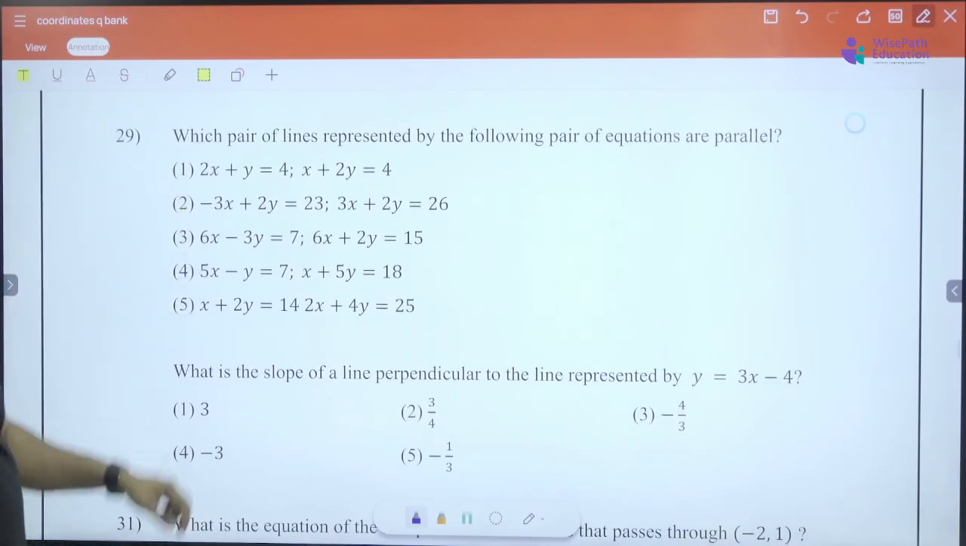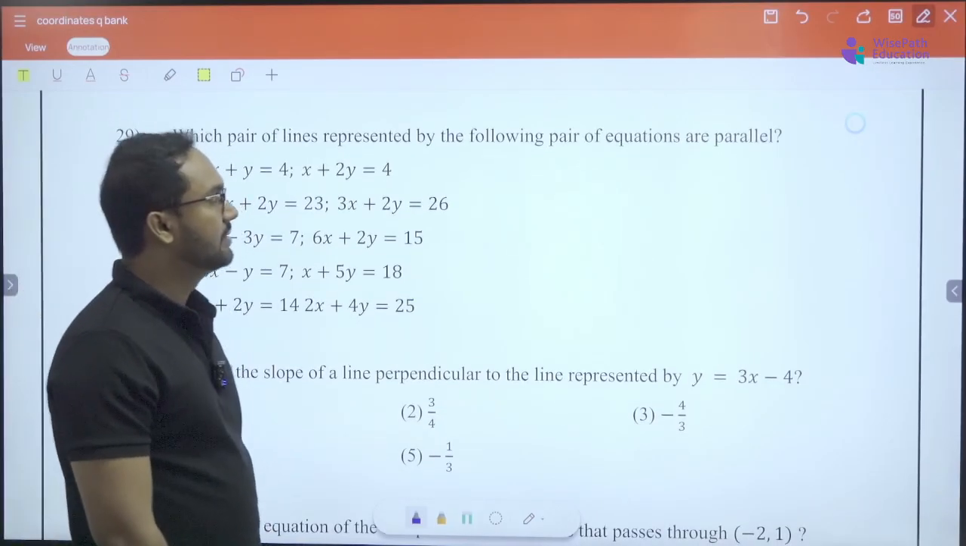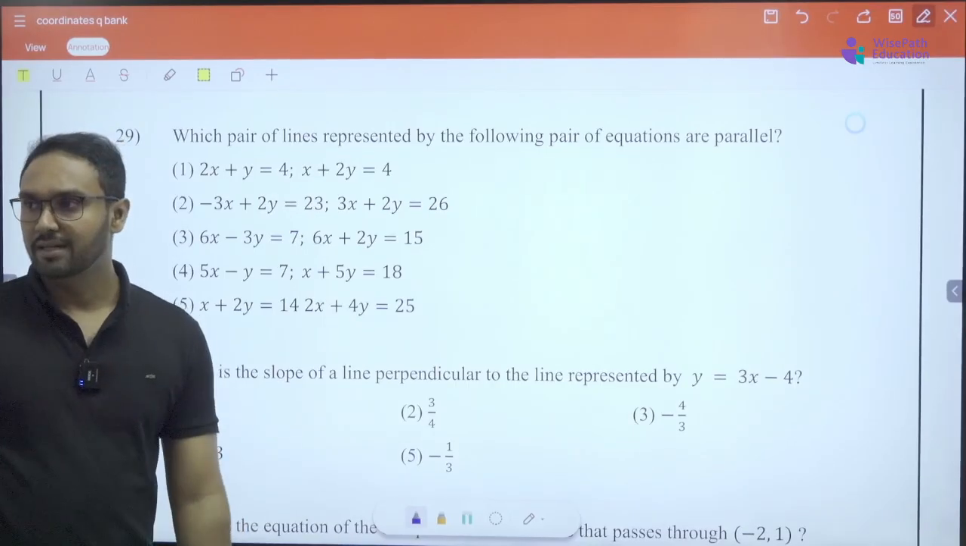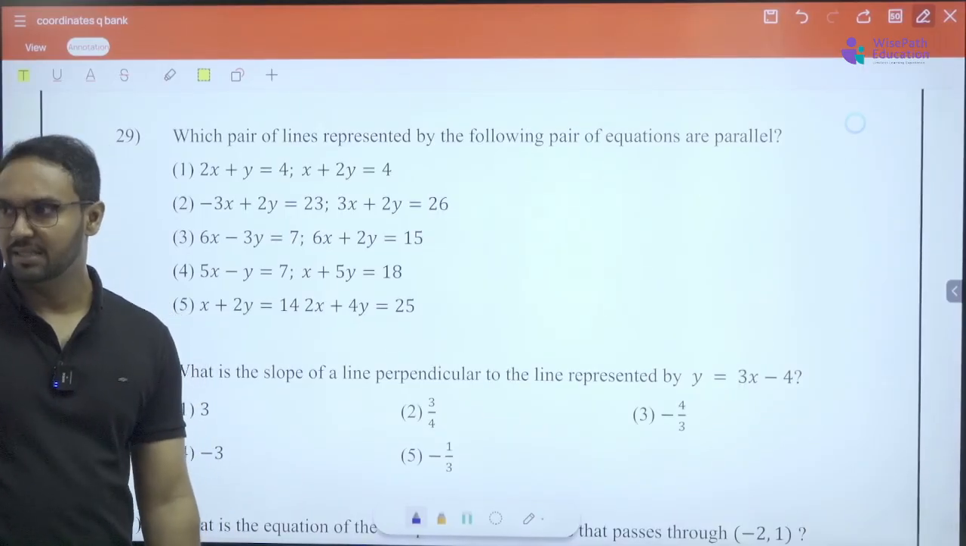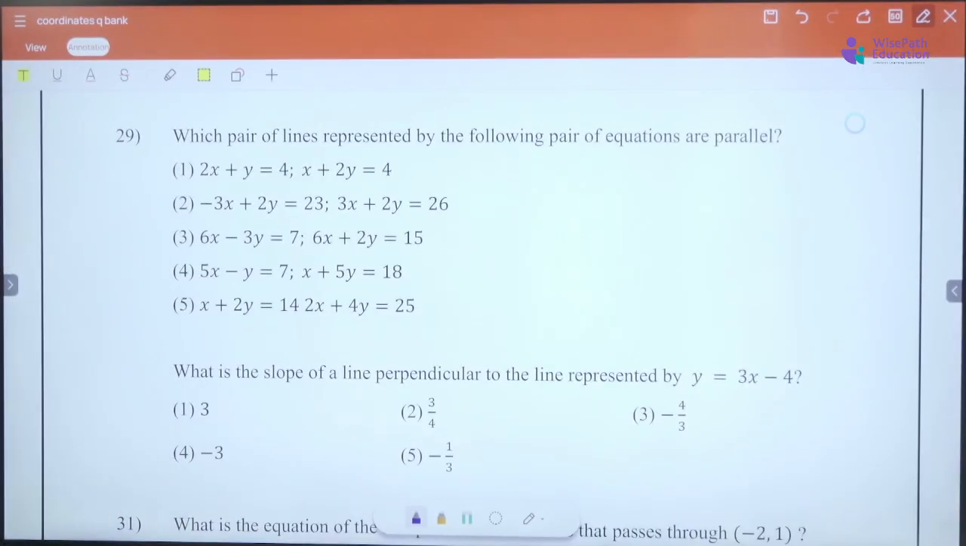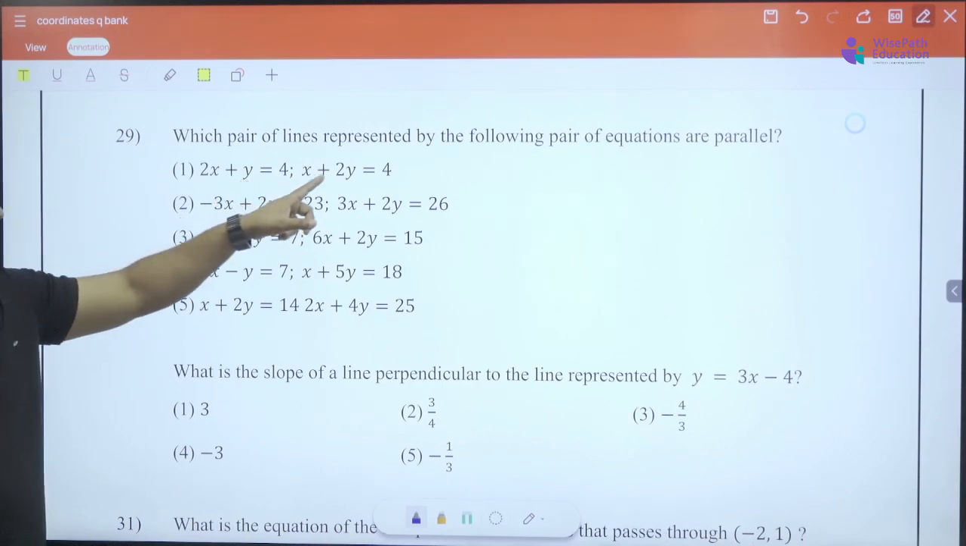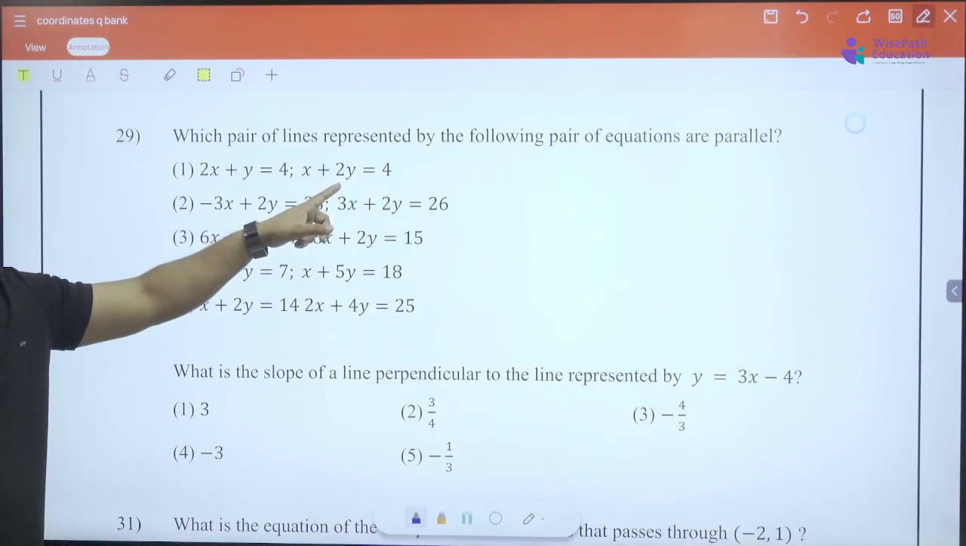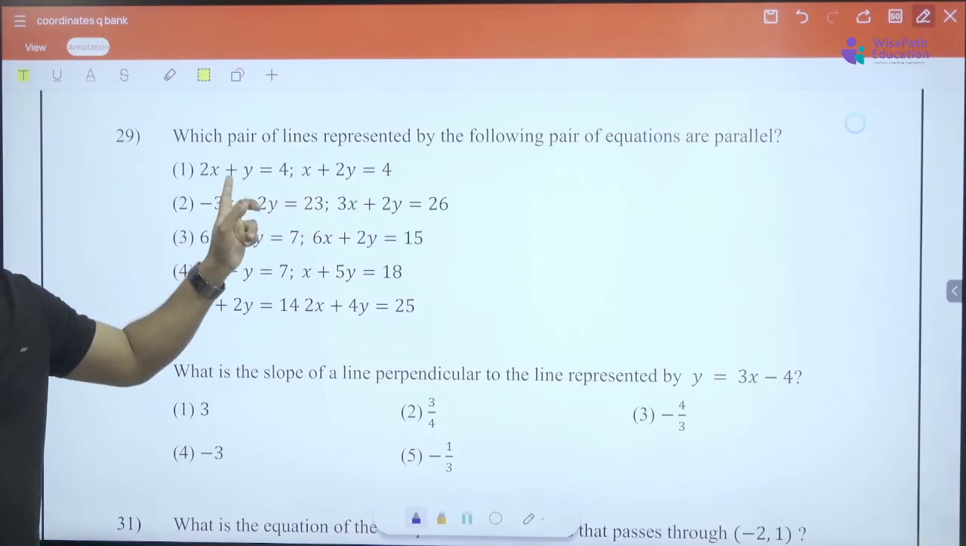Which pair of lines represented by the following pair of equations are parallel? If two lines are parallel, the gradient should be equal. Gradient should be equal. So in this one, if you isolate y, that is -2x. This one, it's -12x.